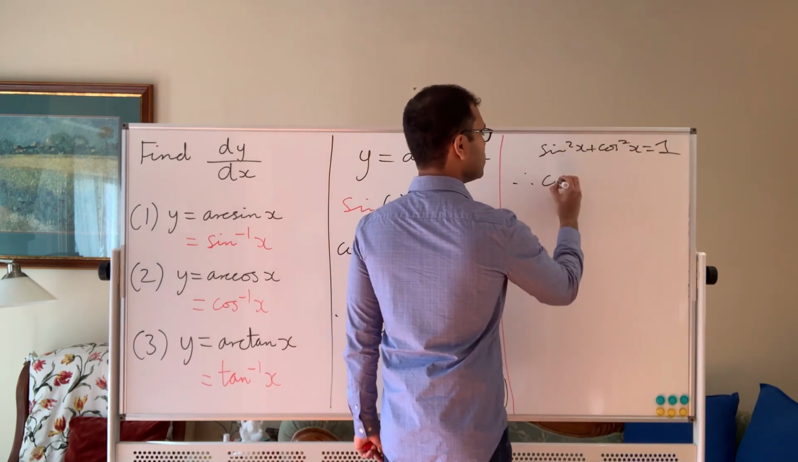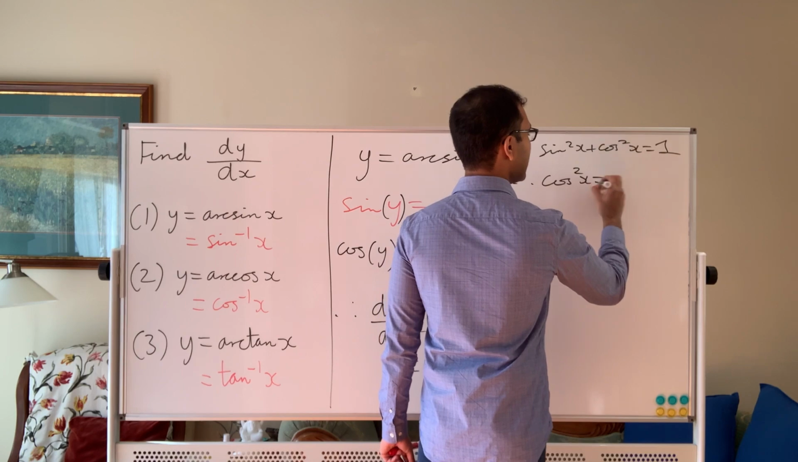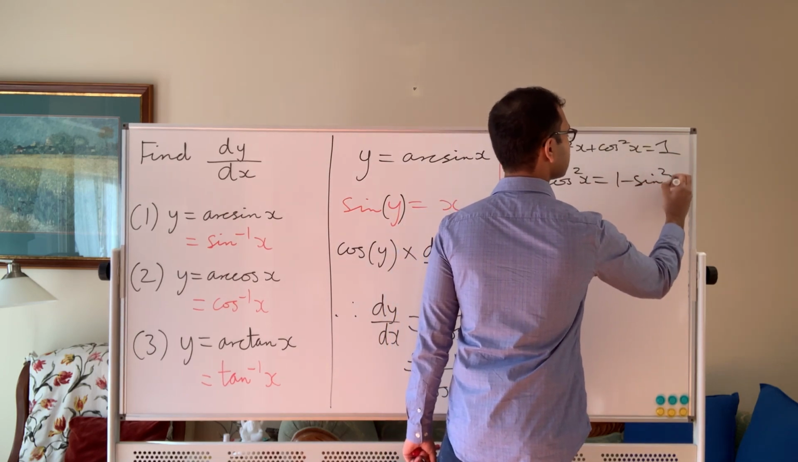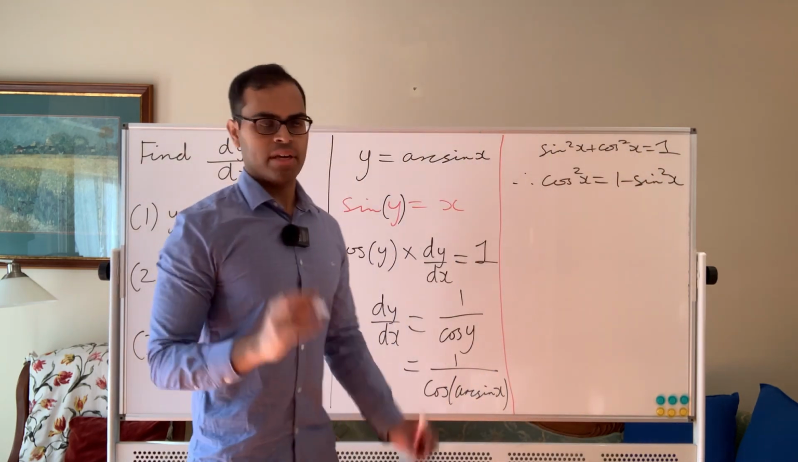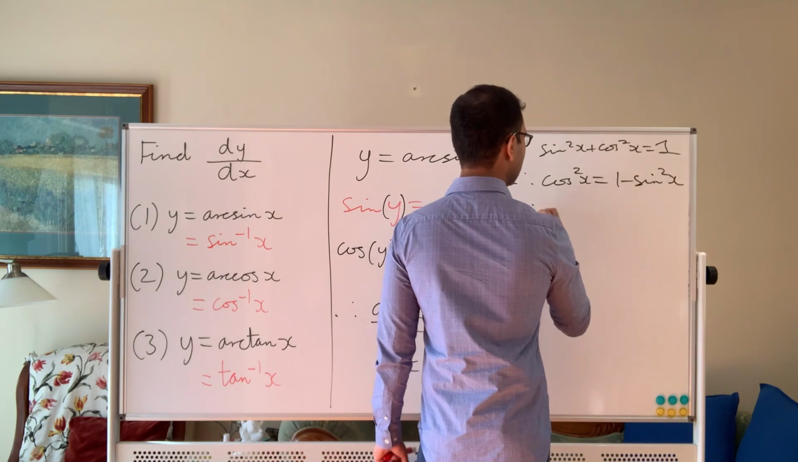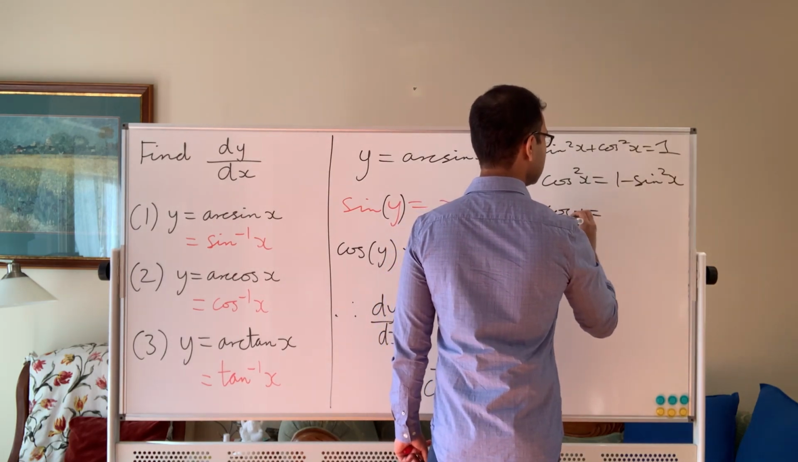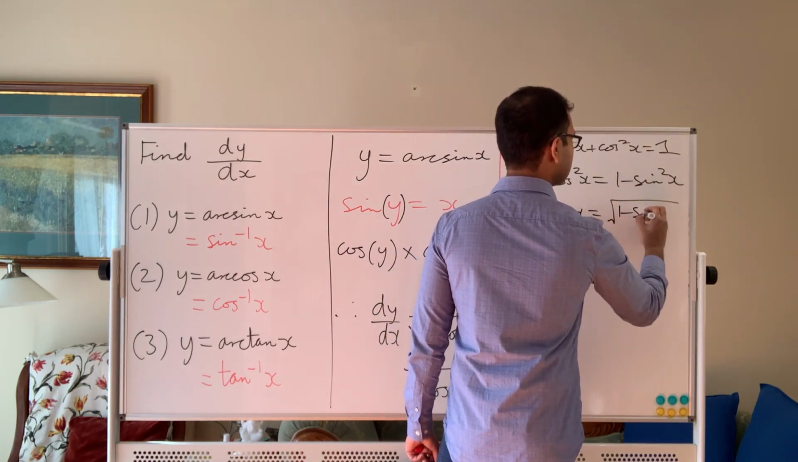So therefore, you can solve for cosine x. Cosine squared x is equal to 1 minus sine squared x. This is actually the Pythagorean theorem, by the way. It's nothing fancy, but therefore cosine x is equal to the square root of 1 minus sine squared x.